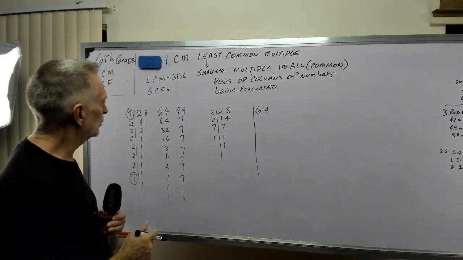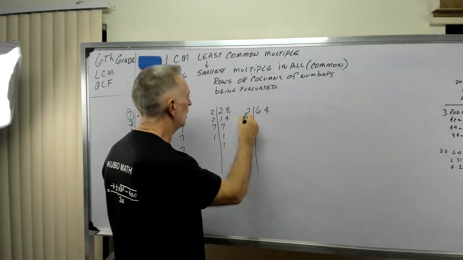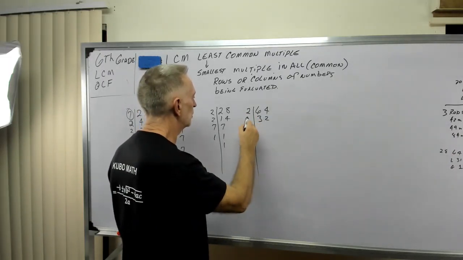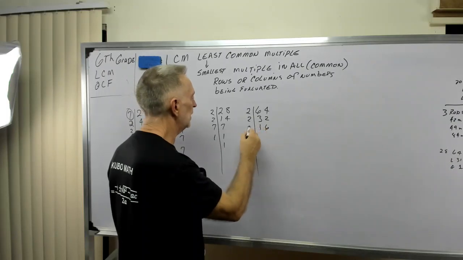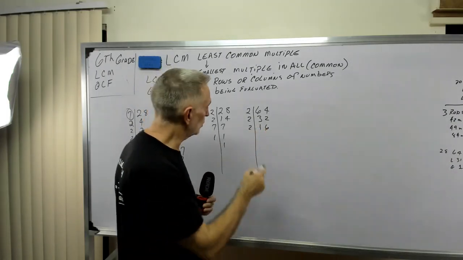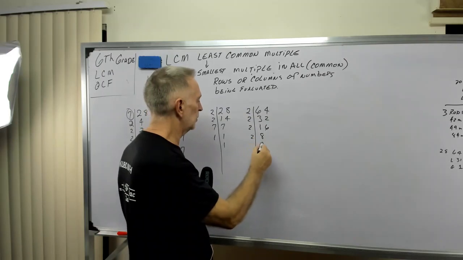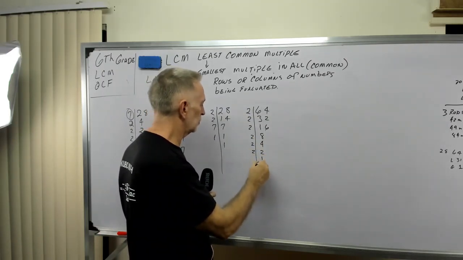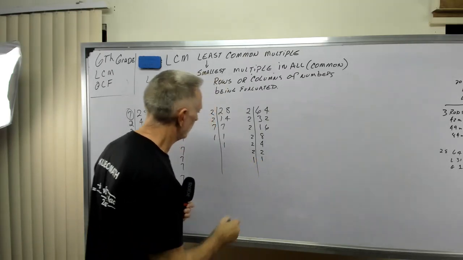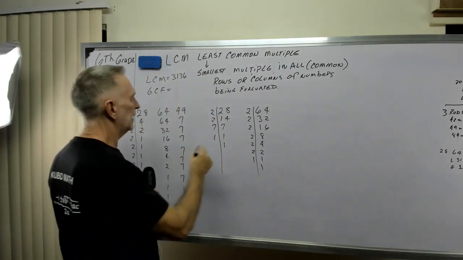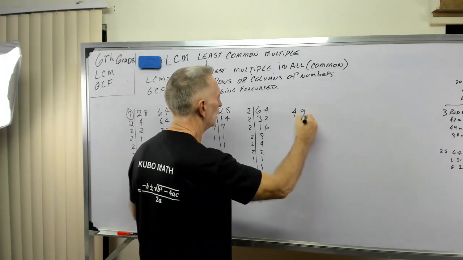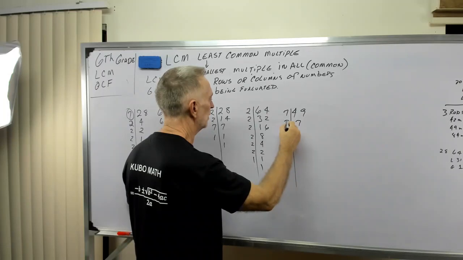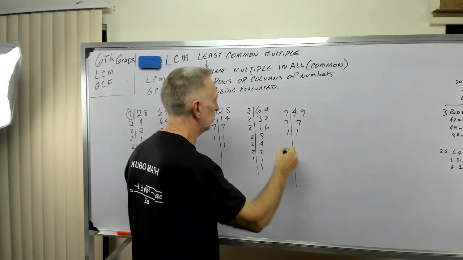Okay, 64, even number. So 64 divided by 2 is 32. 32 divided by 2 is 16. 16 divided by 2 is 8. 8 divided by 2 is 4. 4 divided by 2 is 2. 2 divided by 2 is 1. 1 divided by 1 is 1. 49. 49 divided by 7 is 7. 7 divided by 7 is 1. 1 divided by 1 is 1.